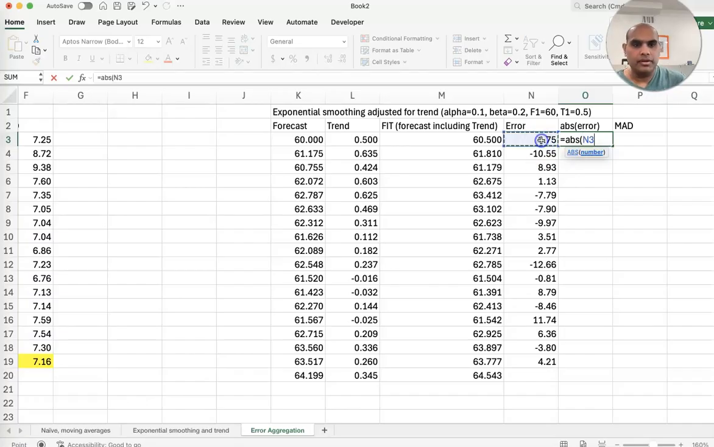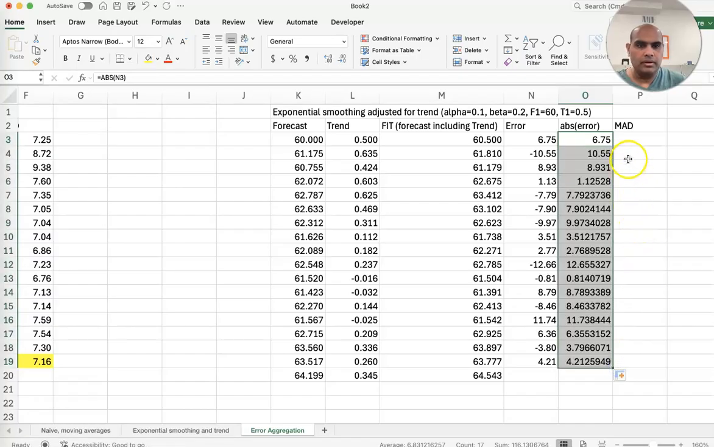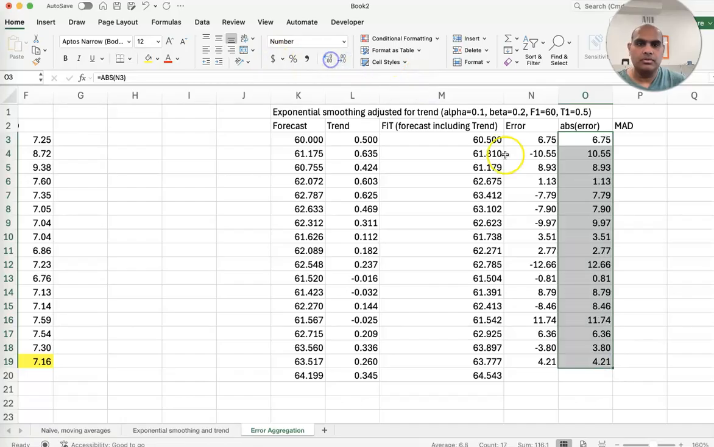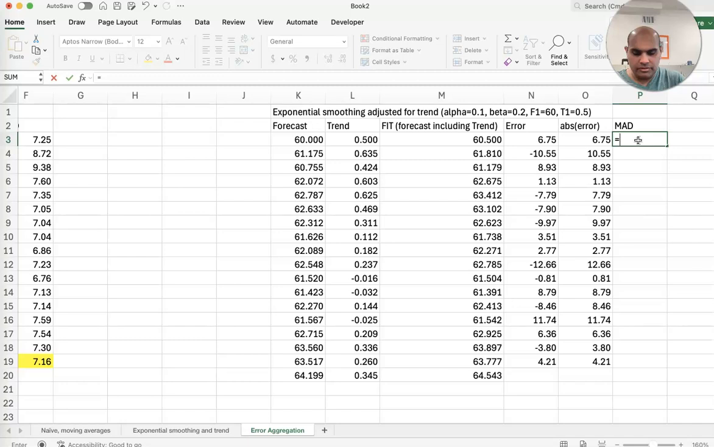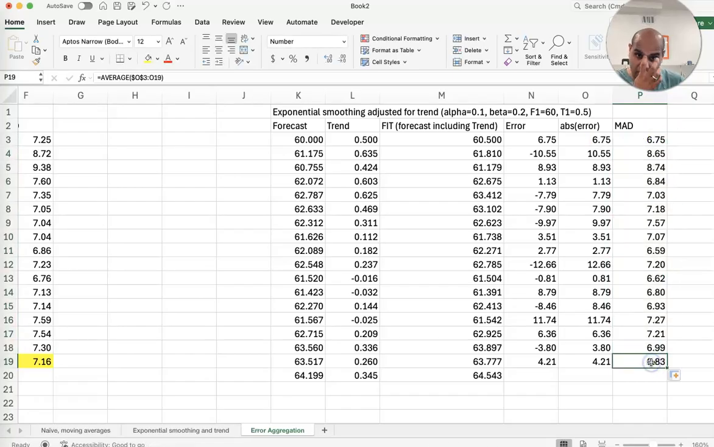It's the absolute value of error, right? And then, let me, 2 decimal places, right? And then MAD is the average. So again, starting from the same number and ending at the same number. The starting number has a $ sign, ending number doesn't. For the first time period, there is only one error. So if you're averaging a single number, you get the same number, 6.75. But as you go down, notice that you have that right there.